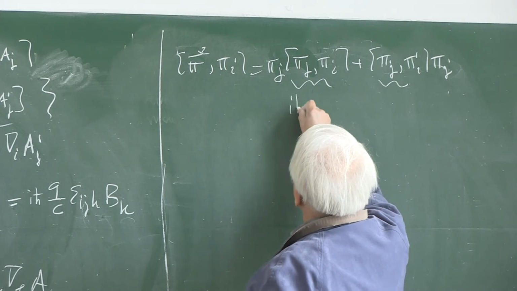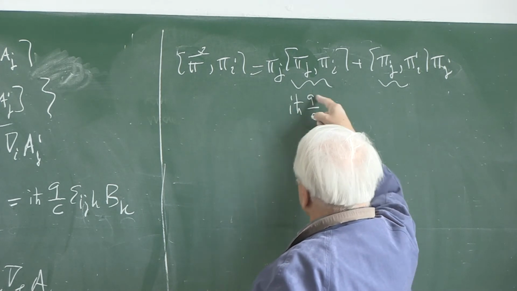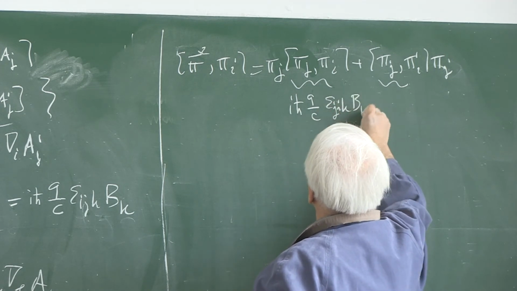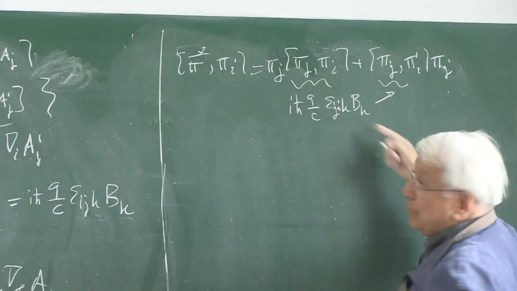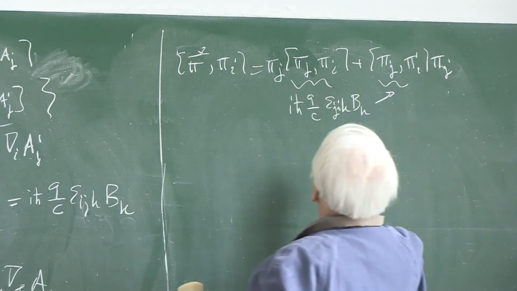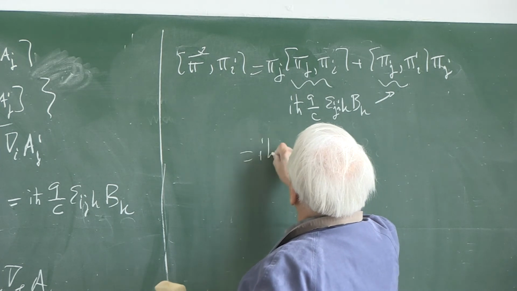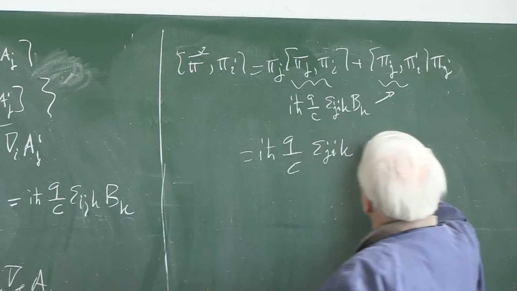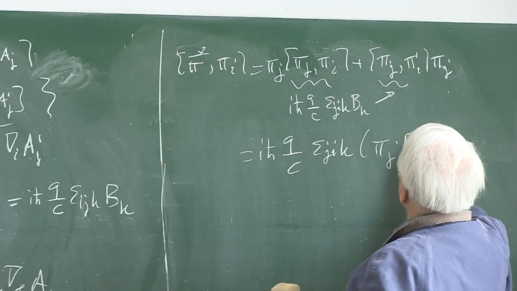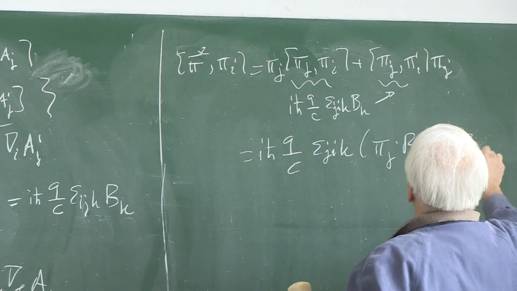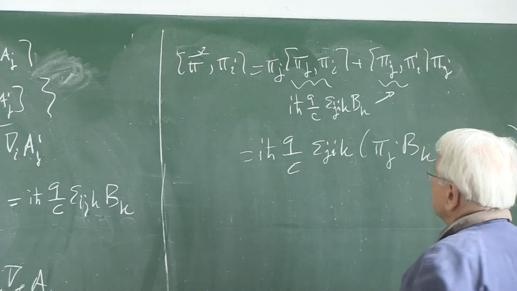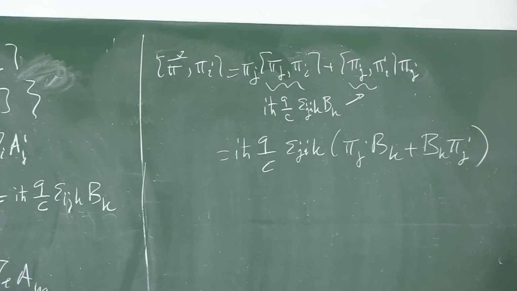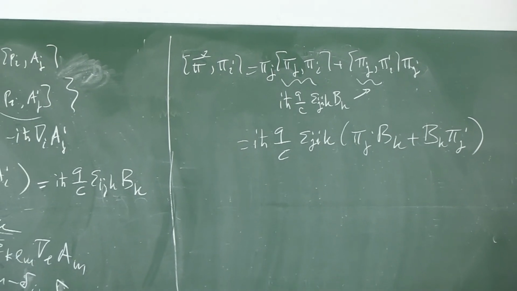So I will convert this into i h bar q over c epsilon_jik B_k. This one and this one are both that expression. So what do I have altogether now? i h bar q over c epsilon_jik (pi_j B_k plus B_k pi_j). You say, what? Is this what I really wanted?